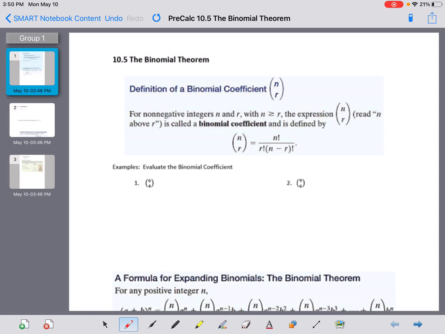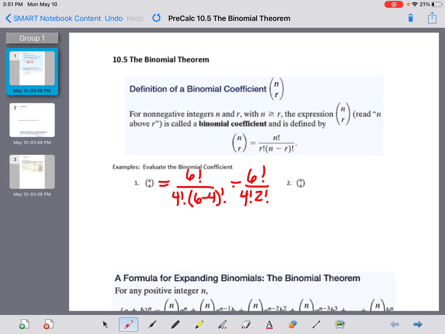So when we find this, I'll just go to the first couple and do these examples. So the first one says the top number is my n, and so that's going to give me 6 factorial on top over my bottom number of r factorial. And then what I do is I subtract 6 minus 4 factorial, so it's the difference between them. So what I have here is 6 factorial over 4 factorial times 2 factorial, okay?